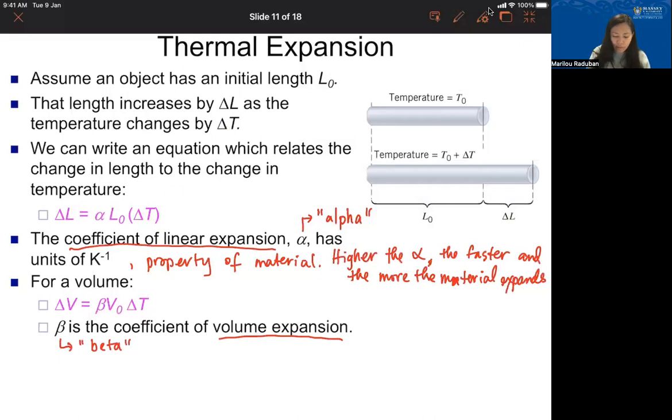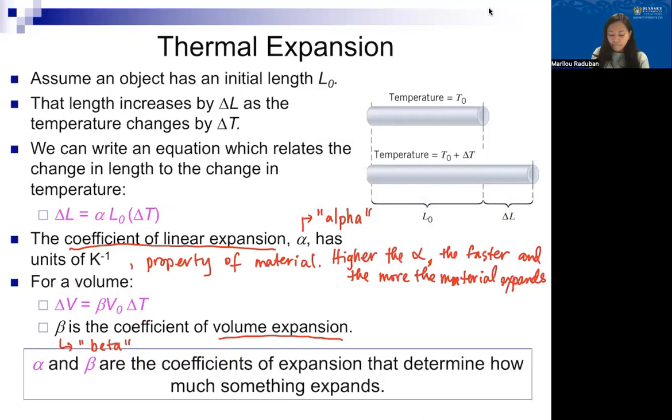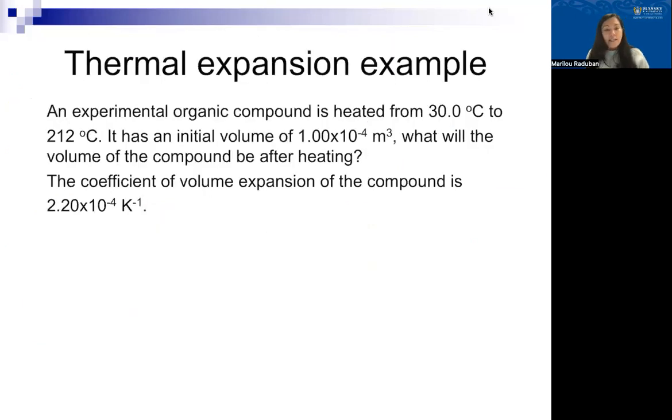Okay. So these two equations relate the expansion of the length, delta L, and the expansion of the volume, delta V, when the temperature increases by delta T for both cases, right? So alpha and beta are coefficients of expansion. And as I've mentioned, it's a property of the material. Okay, so let's look at an example of how we use those equations.